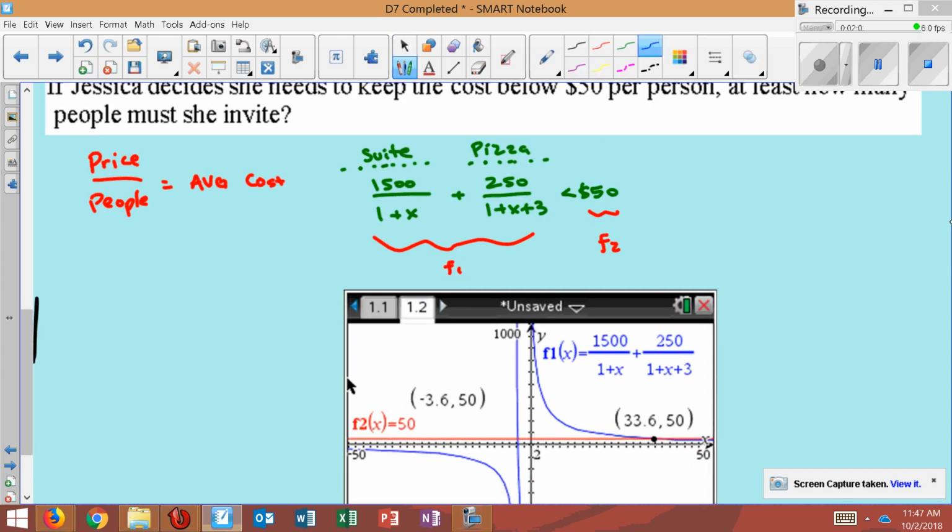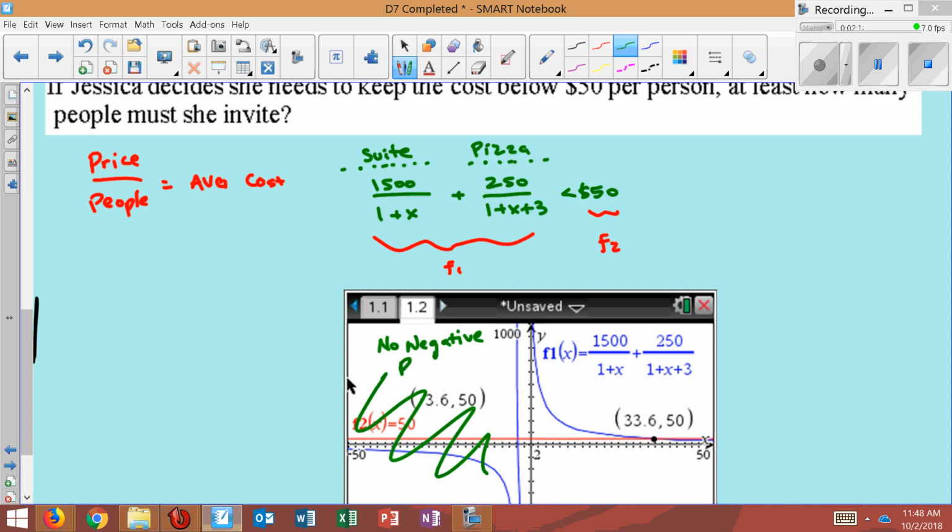I want my cost to be below. I want F1 to be below F2. So here's the graph. I'm ignoring this part of the graph. That's outside, and we don't have negative people. So this is gone. There's no negative people. And remember, people are X here. No negative, I should say friends, which friends is X. So that part's all gone. All this over there is gone.